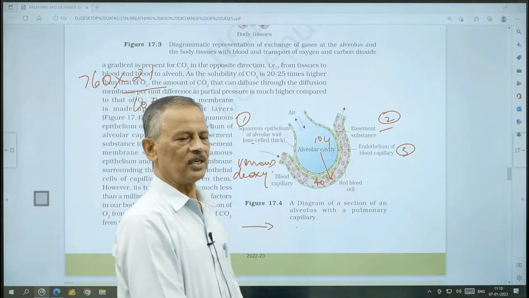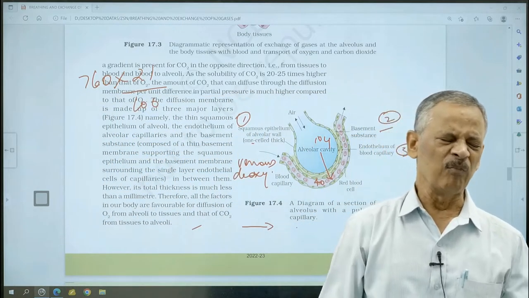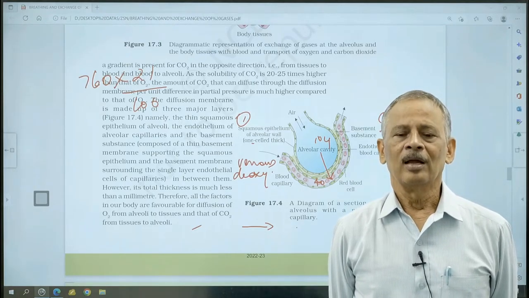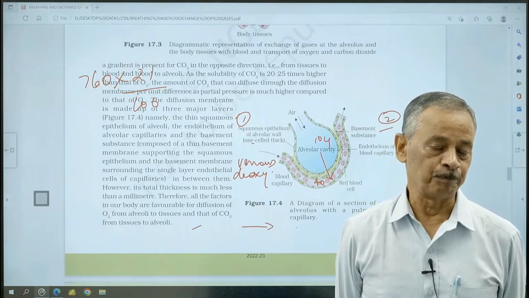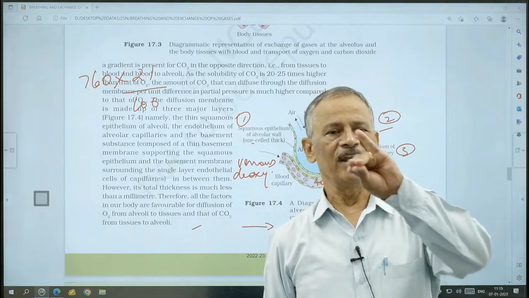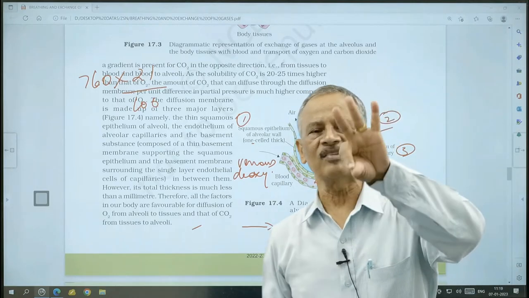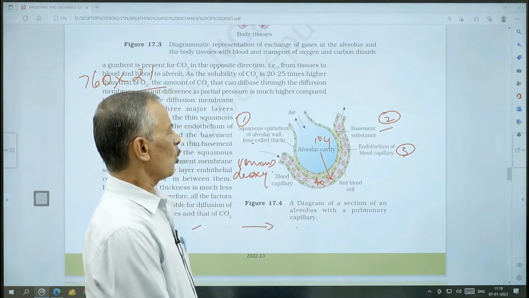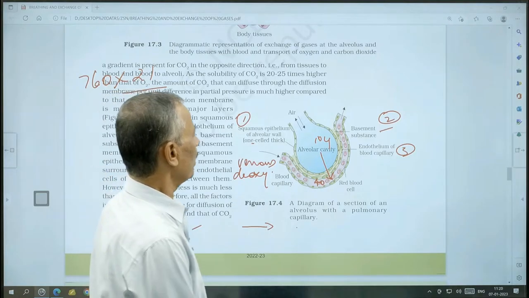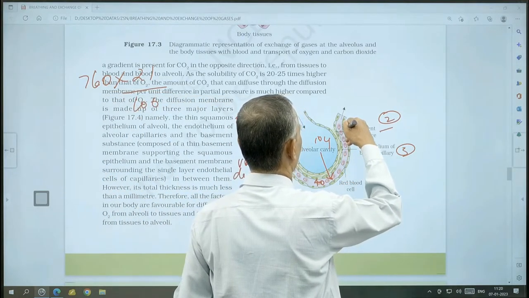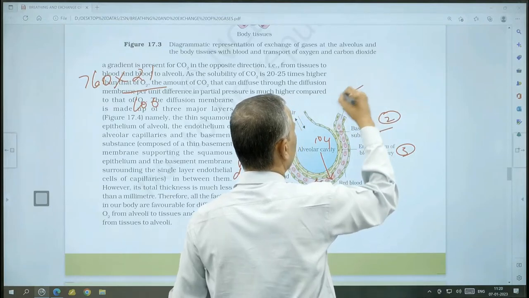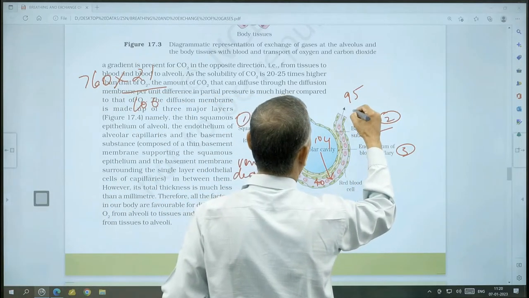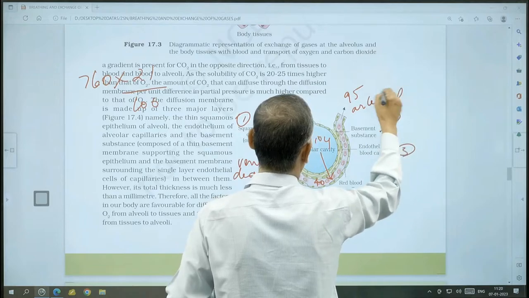Though it is made up of three layers, the combined thickness is very, very small. It is less than 1 millimeter. So the diffusion membrane is very thin. Because of these three reasons, the gradient, solubility, and thickness of the diffusion membrane, oxygen can easily diffuse. As more and more oxygen diffuses into the blood, the oxygen partial pressure in the blood increases, and finally it reaches 95. By that time, it has become arterial, oxygenated blood.